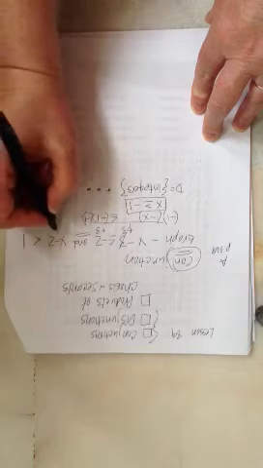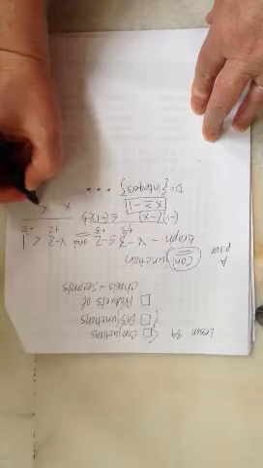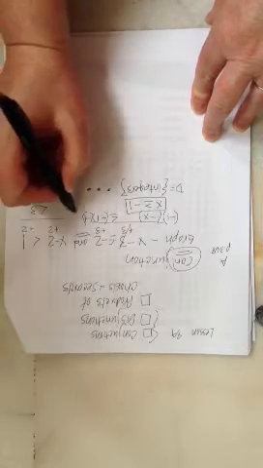And now let's just clean up this one. We have to add 2 to both sides. X is less than 3, right?